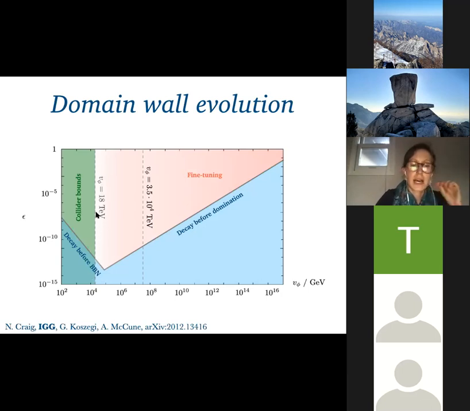And as I already said, the leading lower bound on the size of epsilon comes from making sure that the domain walls disappear fast enough. And that rules out this entire blue region. So in the region of low tuning, this coefficient has to be larger than around 10 to the minus 13 or so.